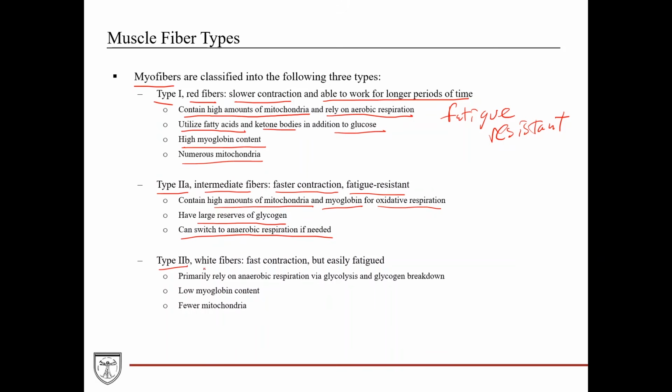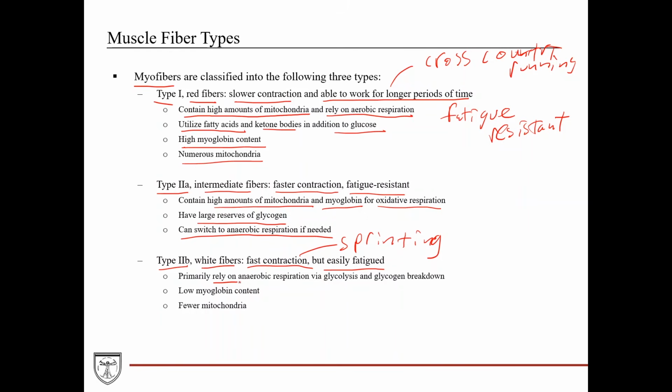Type 2B fibers, also known as white fibers. These are named because of their appearance on histology. So these are fast contraction, even faster than intermediate fibers, but as a result of that, they're easily fatigued. This would be, say, sprinting, playing high-intensity sports like boxing, basketball, soccer, different sports like that, versus this would be more like cross-country running, or marathon. And so this is obviously you need to have muscle contractions over longer periods of time, versus when you're sprinting, you need very fast contractions.